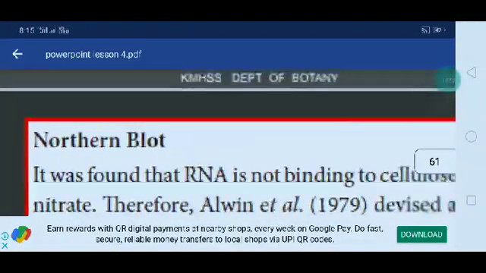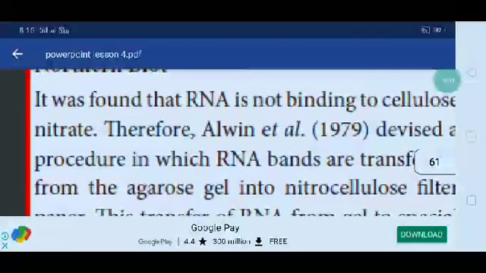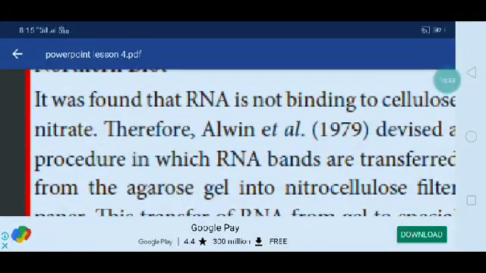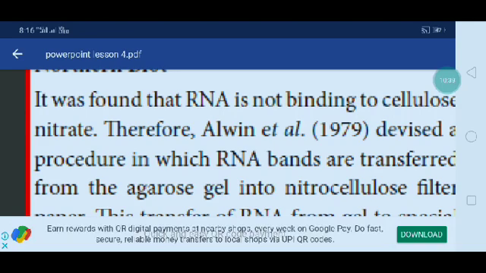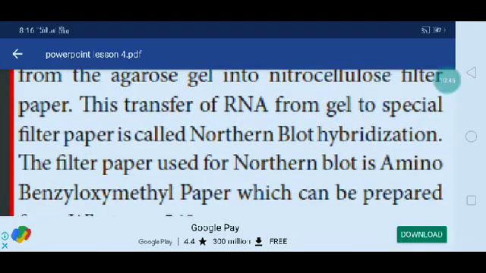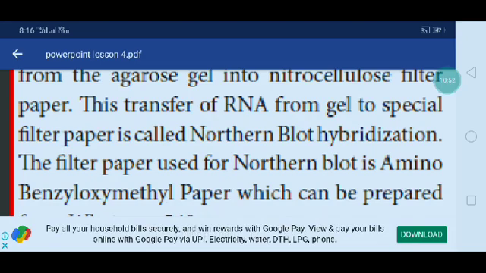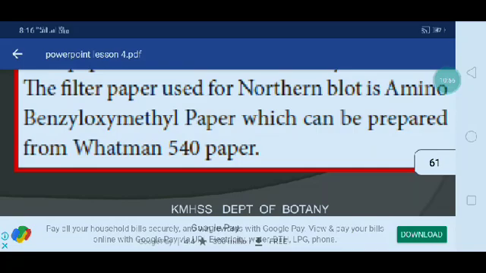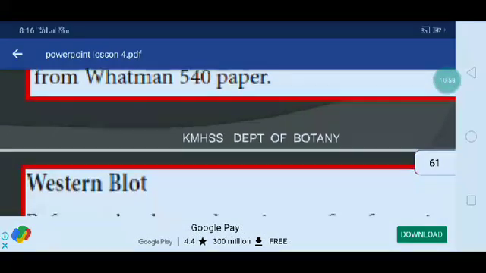Northern blotting: what do we mean by Northern blotting? It was found that RNA binds to cellulose nitrate. Therefore, Alwine et al. devised a procedure in which RNA is transferred from agarose gel to a special filter paper. This is called Northern blot hybridization. The filter paper used is aminobenzyloxymethyl paper, which can be prepared from Whatman 540 paper.